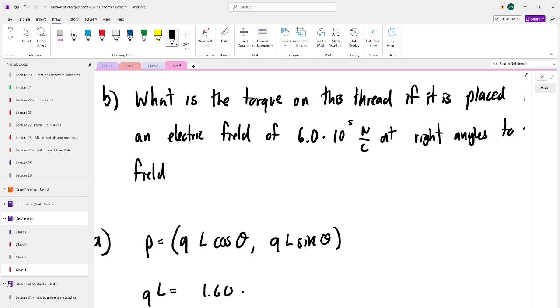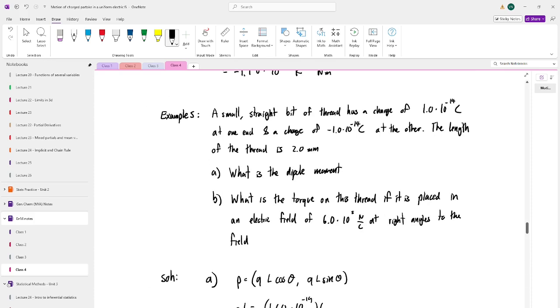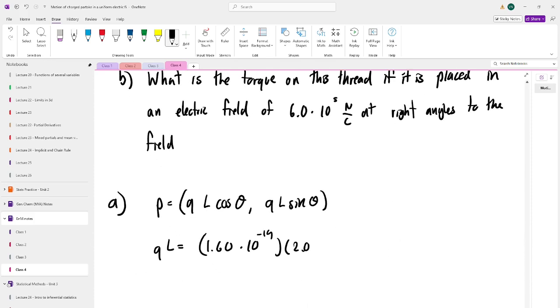So 1.60 times 10 to the minus 19. And then they tell me that the length of this is 2 millimeters, so 2.0 times 10 to the minus 3. And then you compute this, so I'll do that on my calculator. Oh, sorry, this is not the fundamental charge here. This is 1.0 times 10 to the minus 14. So that gives me 2.0 times 10 to the minus 17.